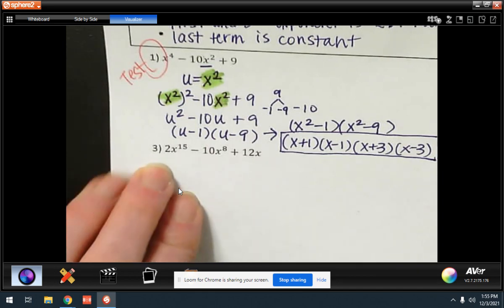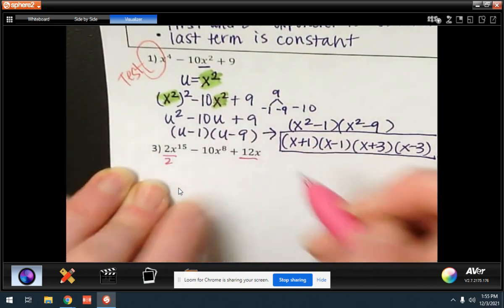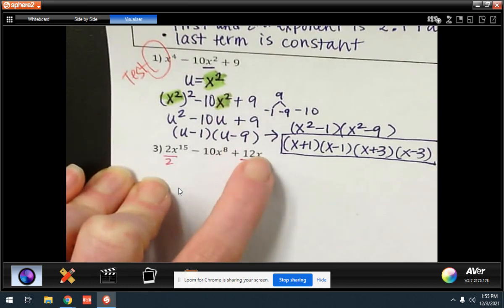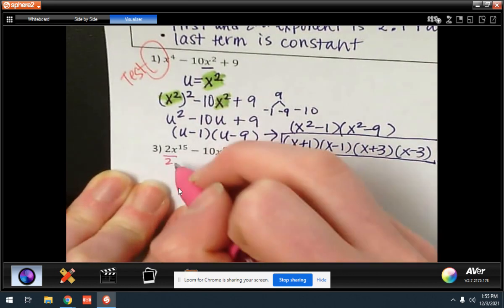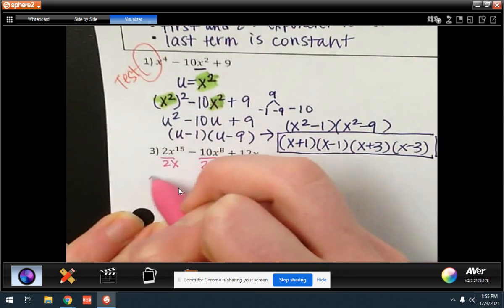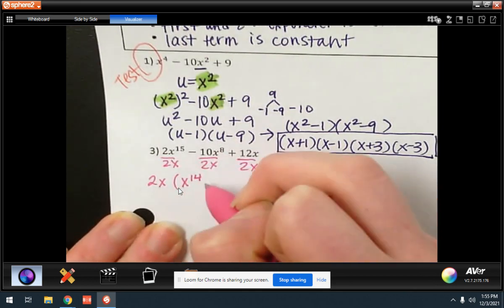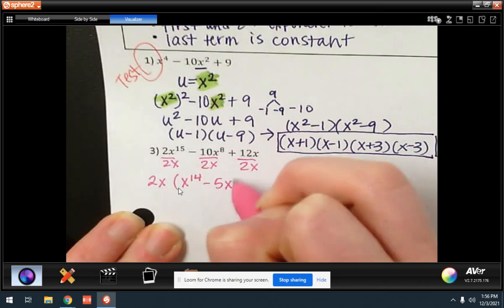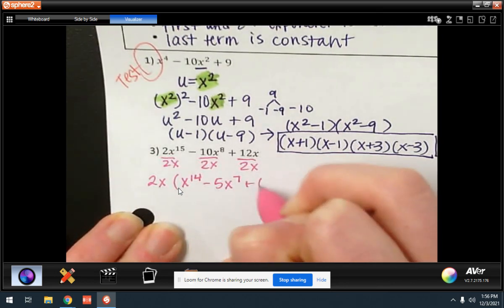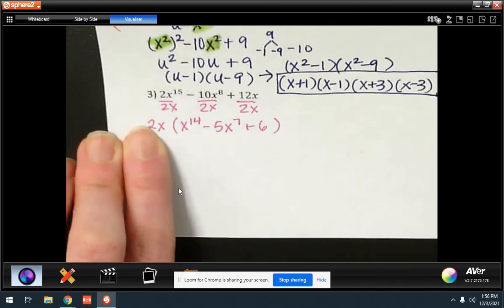Okay, so right off the bat, I see a numerical GCF of 2. I also see that this last term is not constant. We can also factor out an x. Okay, so 2x is our GCF here. That leaves behind x to the 14th minus 5x to the 7th plus 6. Okay, ignoring the 2x for now, we'll bring him back for the final answer.